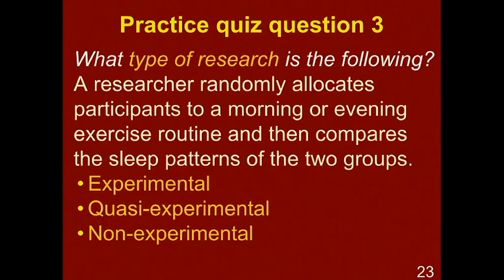Number 3, a researcher randomly allocates participants to a morning or evening exercise routine and then compares the sleep patterns of the 2 groups. Experimental, because the magic word random has appeared there.